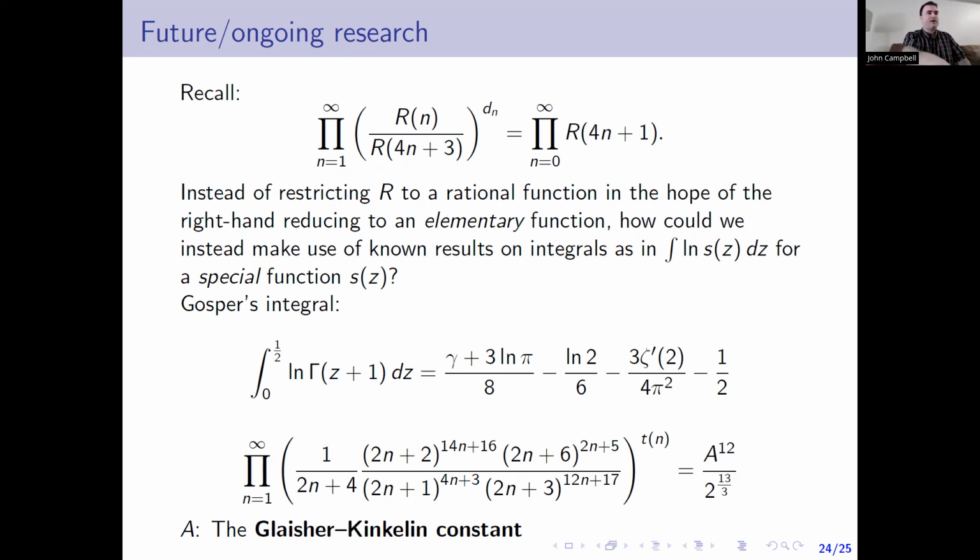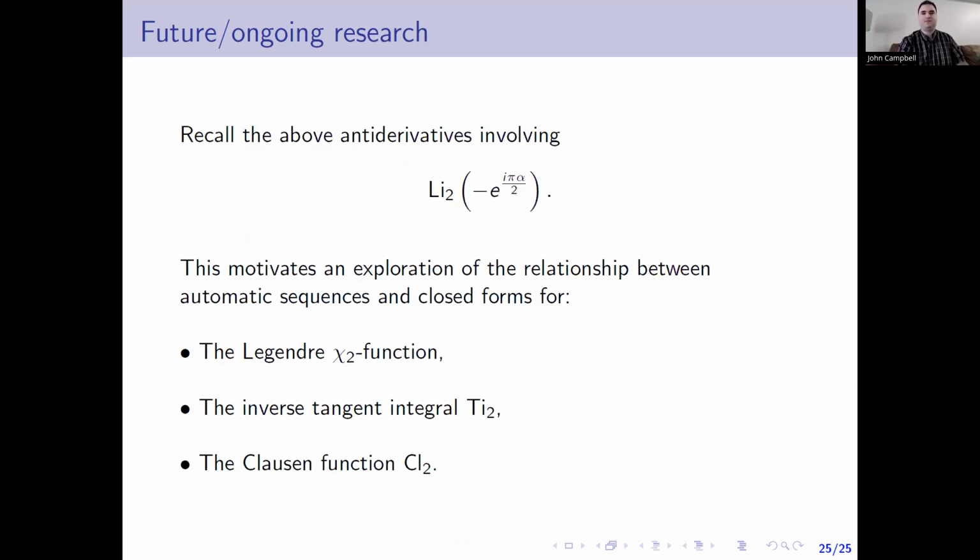And I've provided an illustration here. I've provided an example of the kind of formula that we would obtain involving what is referred to as the Glaisher-Kinkelin constant. And I just want to conclude my presentation by briefly describing one more area of research related to what I've been discussing. So you may recall the anti-derivative evaluations that I provided in terms of this logarithm function.